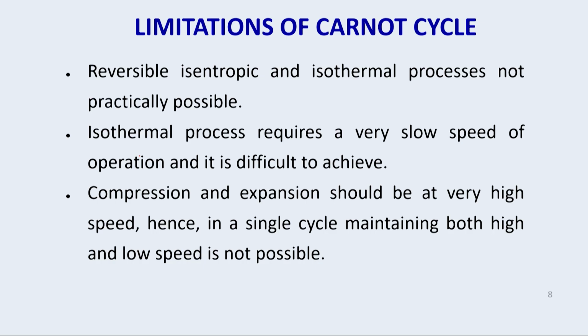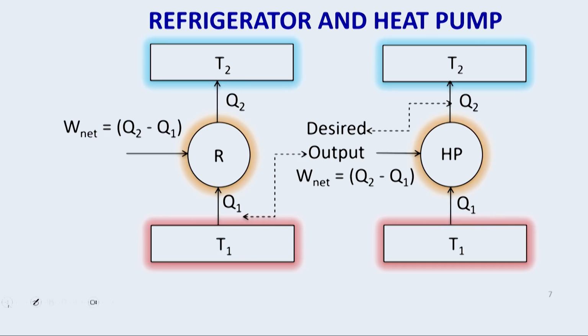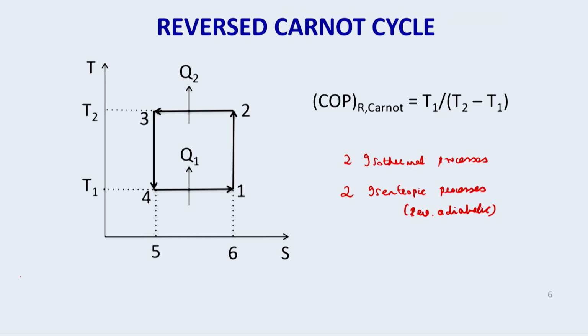So for the isothermal process, the speed has to be low. I mean the isothermal processes of heat rejection and heat addition, not the compression process. When we say the isothermal process requires a very slow speed of operation, that is the heat rejection and heat addition process: processes 2 to 3 and 4 to 1. These two are isothermal processes.